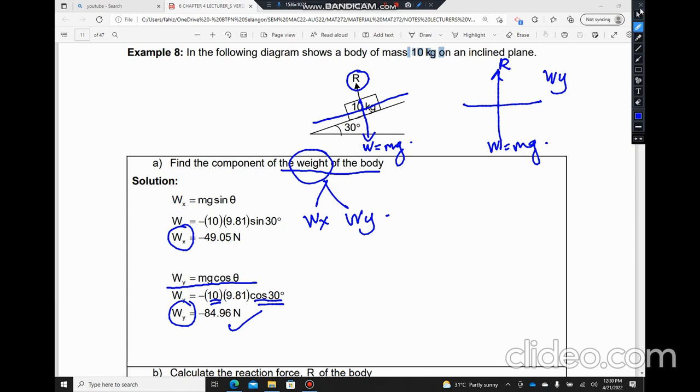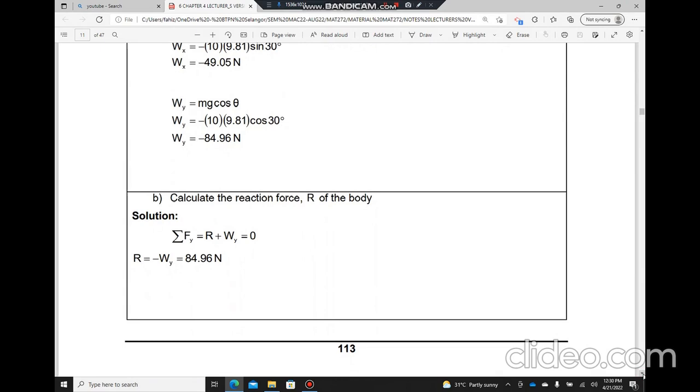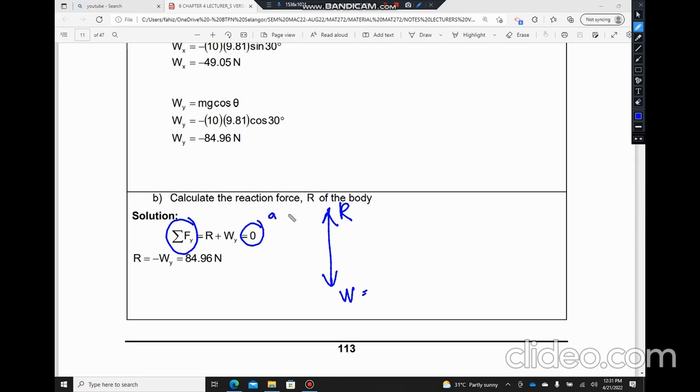Okay, then second one, untuk b, calculate the reaction force out of the body. So reaction force yang tadilah, maknanya dia ada atas. Okay, then dia ada W. So yang atas force dia, jumlah force R plus Wy. So R equals to negative Wy, sebab dia ni kosong sebab dia tak ada acceleration. So R equals to negative Wy equals to 84.9 sebab kita dapat kat sini Wy. Okay, so this one for example 8.